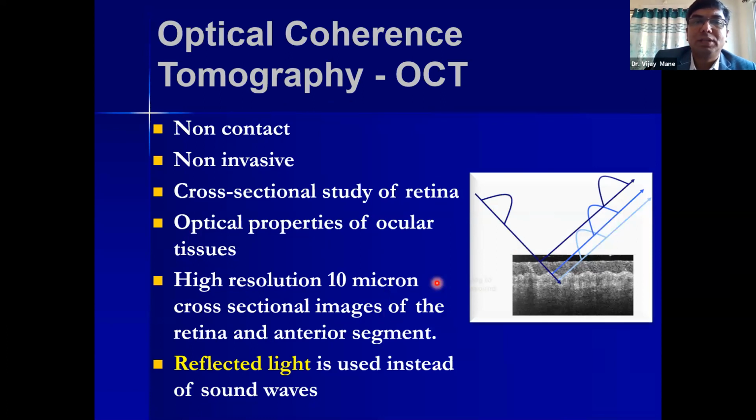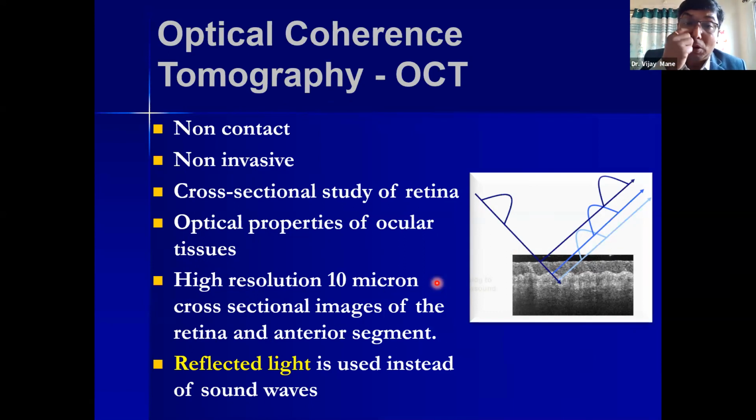This one is an imaging technique, you can say a tool imaging technique, which is optical coherence tomography. It is very similar to ultrasonography. The only difference here is that in ultrasonography, we use sound waves. Instead of that, here light waves are used. So the reflected light is used to find out the location and the structure inside the eye.